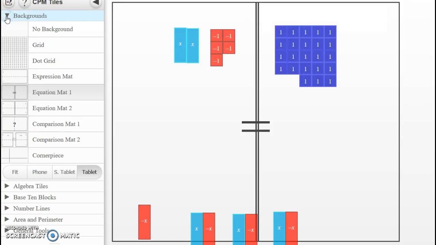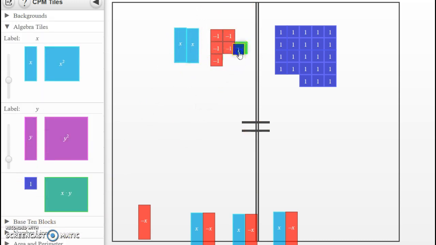All right, so I've kind of got it set up for us here. For my background, I chose the equation mat, completely your choice if you want to use it or not. I just thought it'd help us kind of keep things separate. So I have 2n or 2x minus 5 equals 23 over here. So what I need to do now is get our x's here by itself. So to do that, I need to add in a series of zeros here, right?